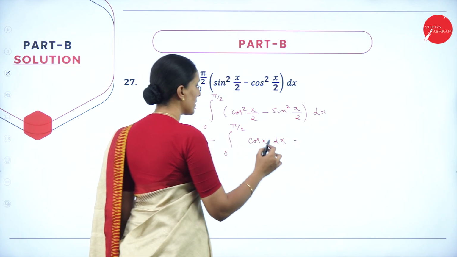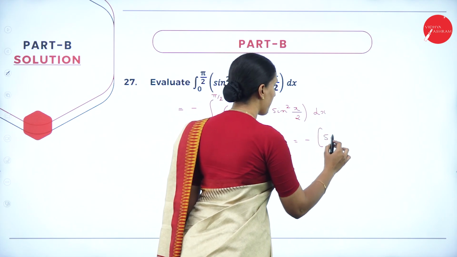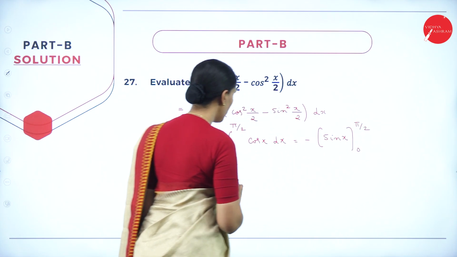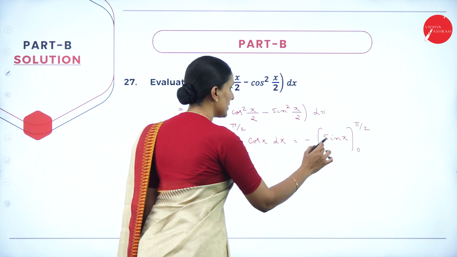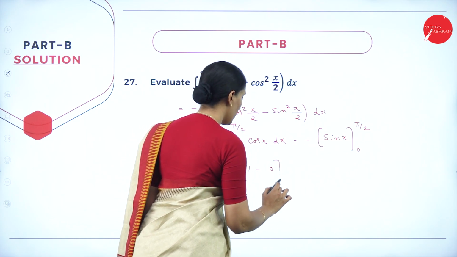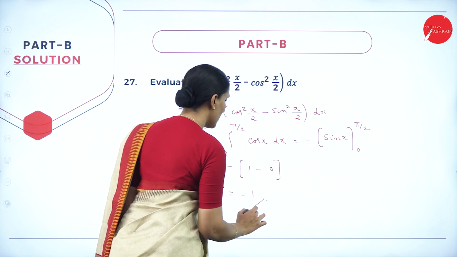Now integral of cos x is sin x. Now let us apply the limits from 0 to pi by 2. So we have minus outside. Sin pi by 2 is 1 minus sin 0 is 0. So the value of this integral is minus 1.